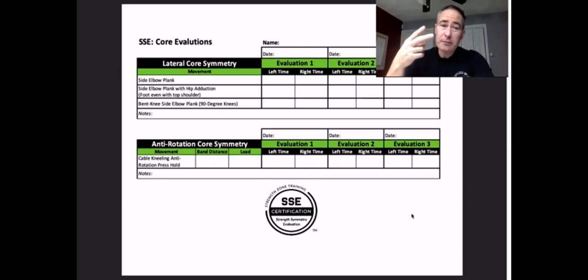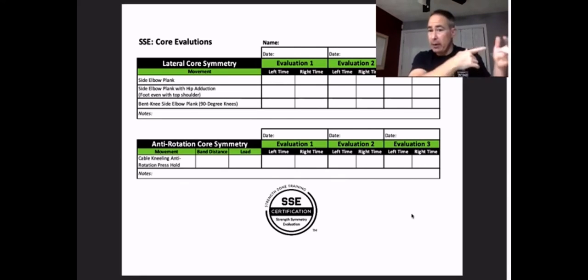So we have 2 different strength symmetry evaluations for the core. I'm going to start with the last one first, which is the anti-rotation test. Now, again, like you're doing with the row, you just want to measure the band distance. So you would measure how far your body was, basically the outside of whatever knee to the same side of the anchor point of the cable if you're using a band, to make sure that you're the same distance both from left to right side, but also from evaluation 1 to evaluation 2.